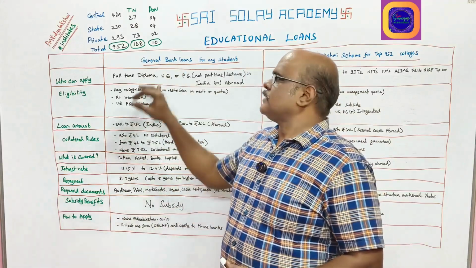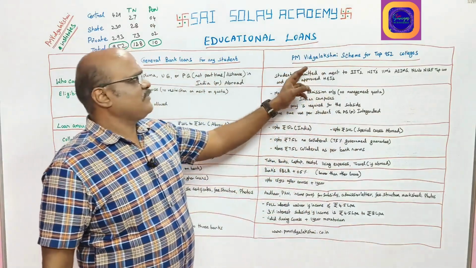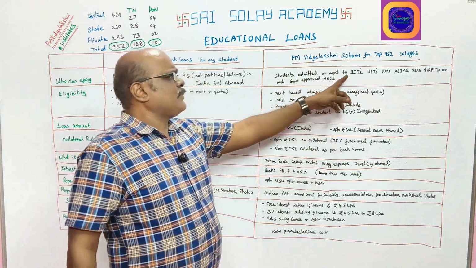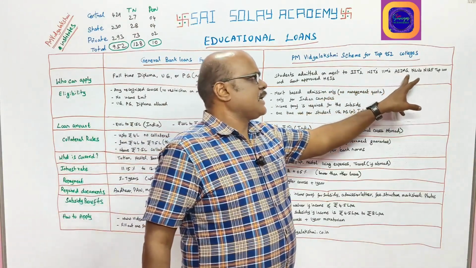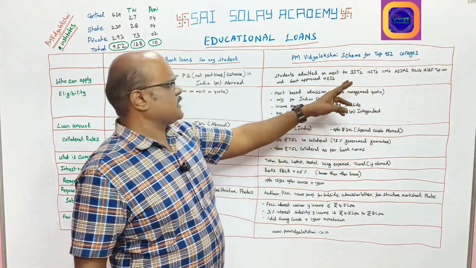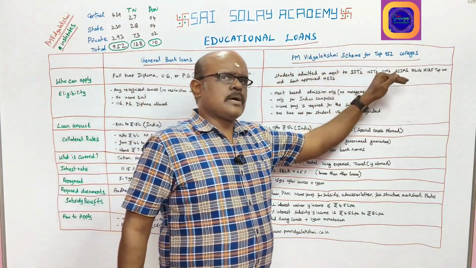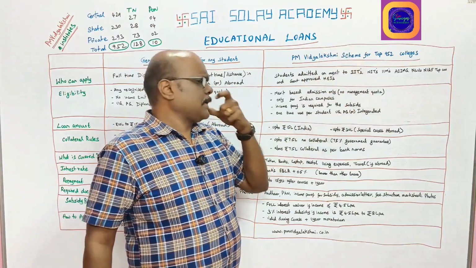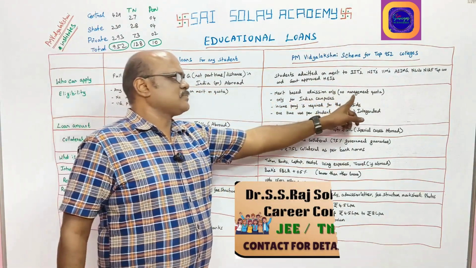So these are the details for the first type, general bank loans for any student. The second one is the PM Vidyalaxmi scheme for top 952 colleges. Here the students admitted on merit basis in topmost premium institutions, that is IITs, NITs, IIMs, AIIMS, national law universities, NIRF top 100 institutions, and government approved higher education institutions. Only those students pursuing their studies in these institutions are eligible for this scheme. So merit based admissions only, no management quota. In general bank loans management quota is allowed, whereas here no management quota is allowed.